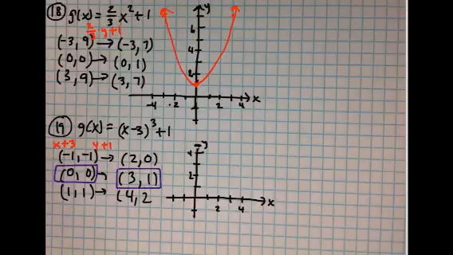Okay, let's go ahead and plot what we have. 2, 0, 3, 1, and 4, 2. And it goes something like this. And then this one curves the other way, like that.